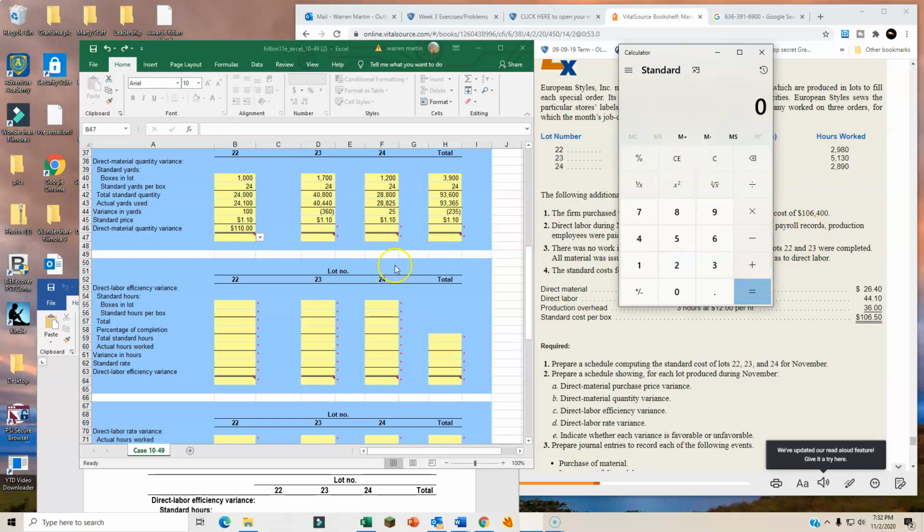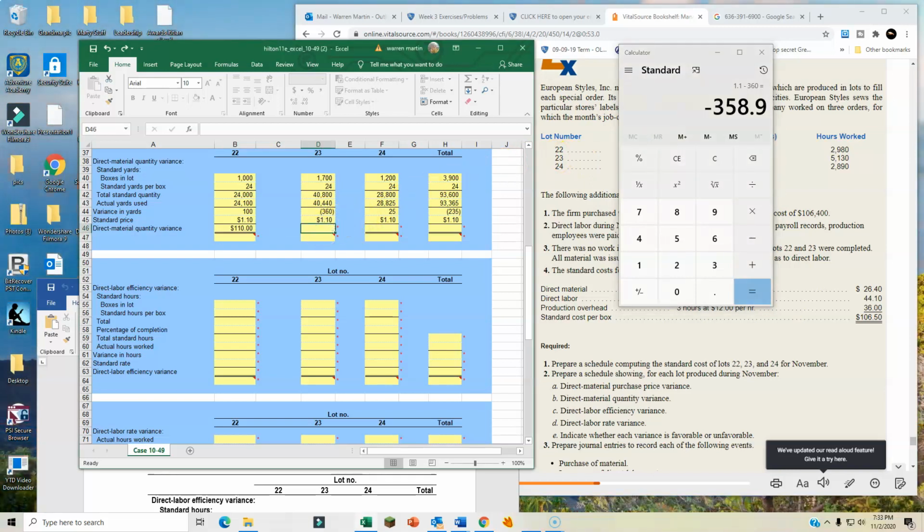So here over in the next column, you can do whichever way you prefer on the math, but I just do it this way: 1.1 times negative 360 will give us 358.9. So we just round it out to 360. All right. Okay, and so that's how you do that.